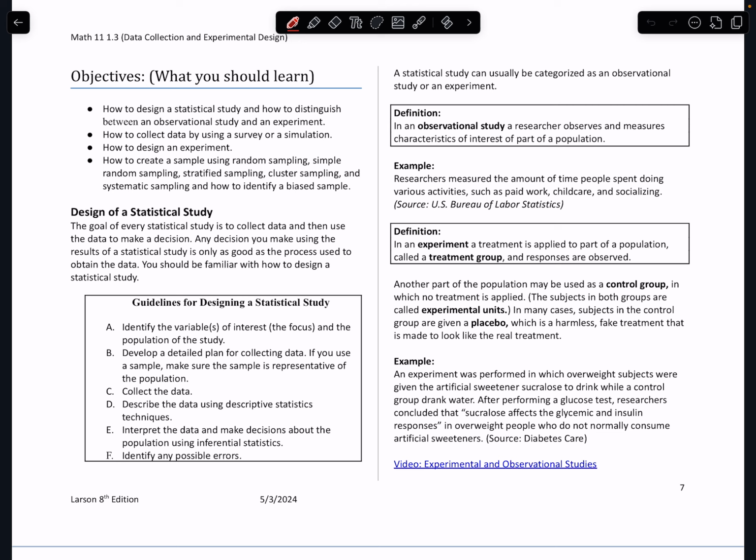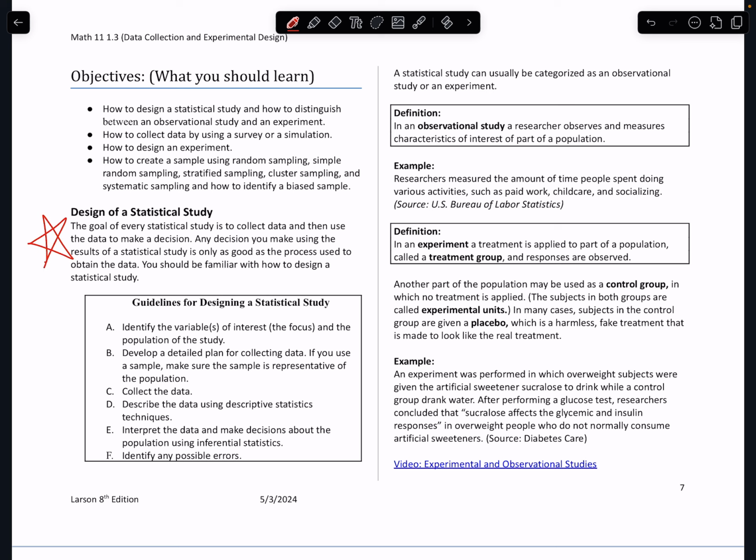So as you can see right there, our objectives are how to design a statistical study and how to distinguish between an observational study and an experiment, how to collect data by using a survey or a simulation, how to design an experiment, and how to create a sample using random sampling, simple random sampling, stratified sampling, cluster sampling, and systematic sampling, and how to identify a biased sample. So as you can see, there's lots of different types of sampling we can do here, and we'll kind of walk through those towards the end.